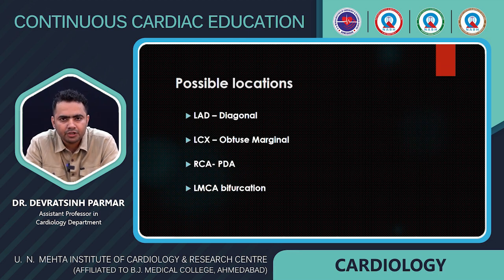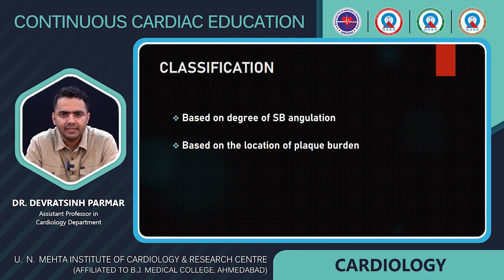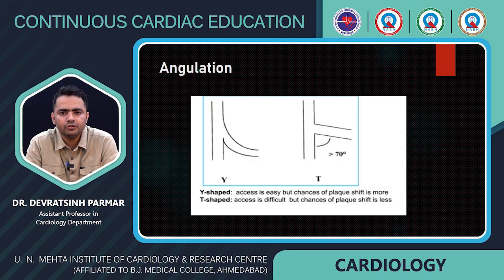Now the possible locations for bifurcation lesions; the commonest sites are LAD and diagonal, LCX and OM, RCA and PDA, and LMCA bifurcation. Now bifurcation PCI is classified based on the degree of side branch angulation and the location of your plaque burden.